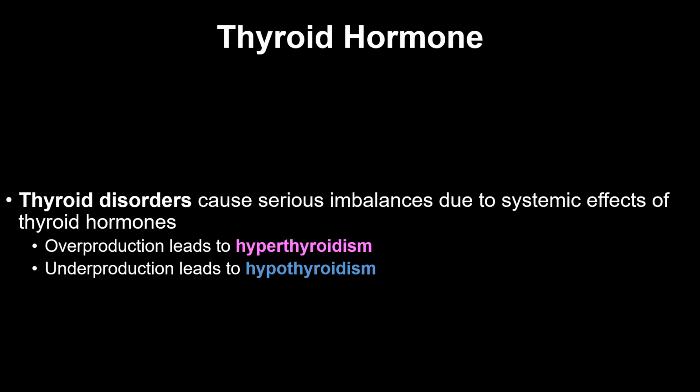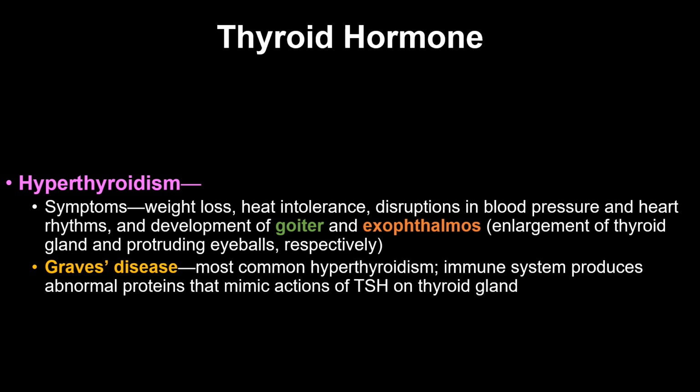Now, due to the fact that systemic effects of thyroid hormones are just widespread, serious imbalances in homeostasis can accompany their over or underproduction. Overproduction of thyroid hormones is called hyperthyroidism. Underproduction is hypothyroidism. The most common cause of hyperthyroidism is Graves' disease, which results from the immune system producing abnormal proteins that are going to mimic TSH on the thyroid gland. The abnormal proteins stimulate that thyroid, and the levels of both T3 and T4 in the blood increase.